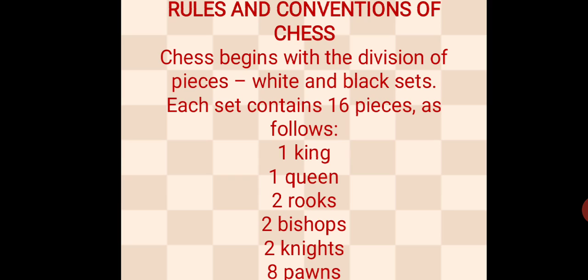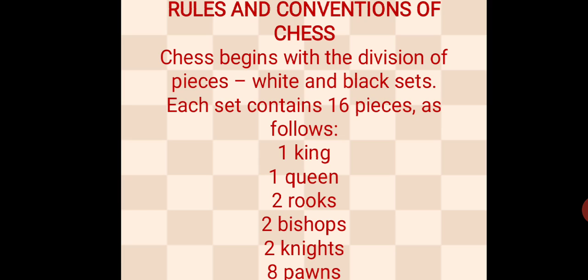Now, I will tell you about the rules and conventions of chess. Chess begins with the division of pieces, and one chess board consists of two sets. One is the white set and one is the black set. Each set, the white set and the black set, contains 16 pieces as follows: one king, one queen, two rooks, two bishops, two knights, and 8 pawns.